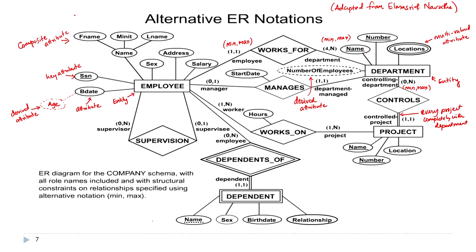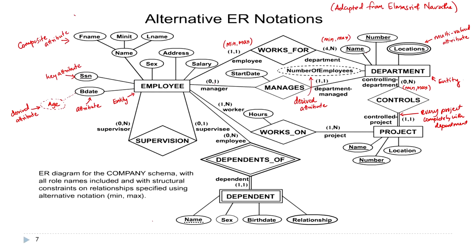So, it says 0, which means an employee need not manage any department, that is 0, and at the most can manage one department, that is the min max 0 1, right. And the department is managed by one and only one employee, that is why the min max is 1 and 1. And you can see there is an attribute on this relationship, which says a start date. This is a relationship attribute. Okay. Same way, just like an entity has an attribute, a relationship can also have an attribute as part of it. Okay. So, that is another aspect.